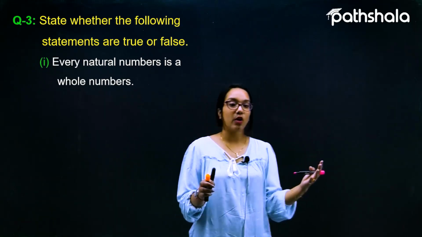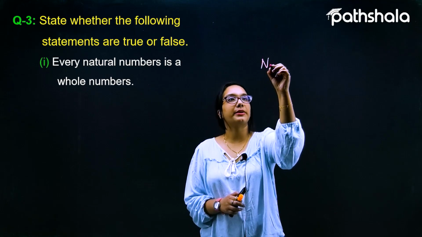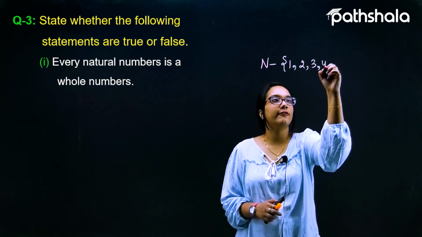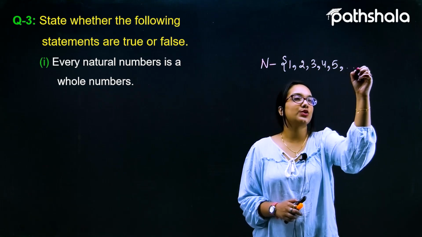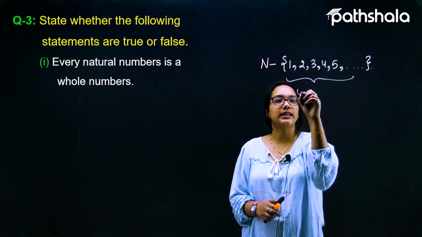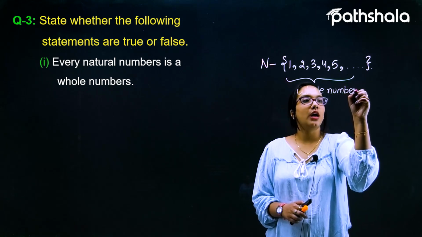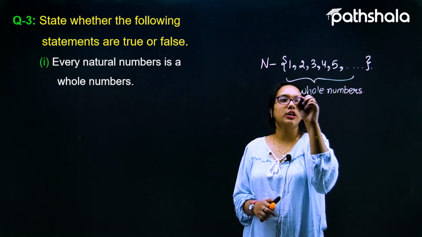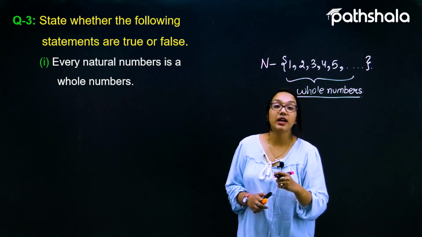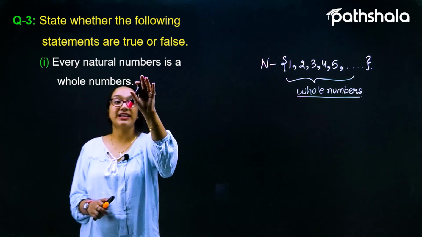So let's just recall the collection of the natural numbers. As we know, the natural numbers are represented by capital N, which includes the elements 1, 2, 3, 4, 5, 6 and so on. All these numbers are also part of the collection of whole numbers, because the numbers along with the 0, that is 0, 1, 2, 3, 4 and so on, are called the whole numbers. So it means that every natural number is a whole number. So this particular statement is true.